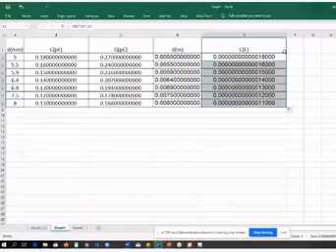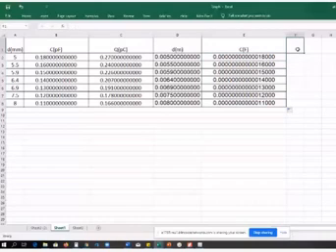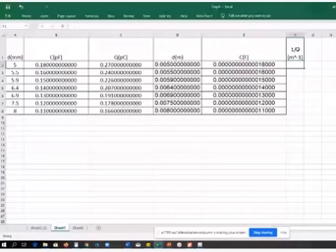Now, I need 1 over D. So here, I need 1 divided by D. Is that okay? And in the unit of what? Meter raised to power minus 1. Okay? So, how do I do that one?